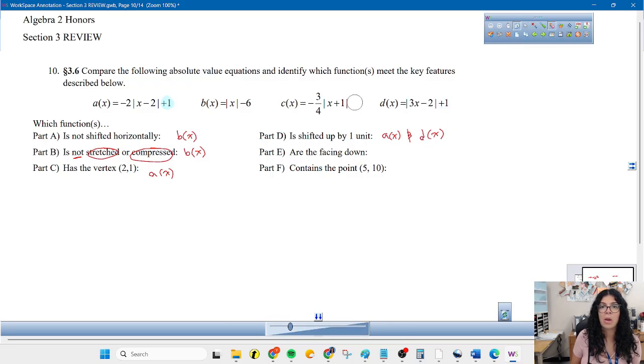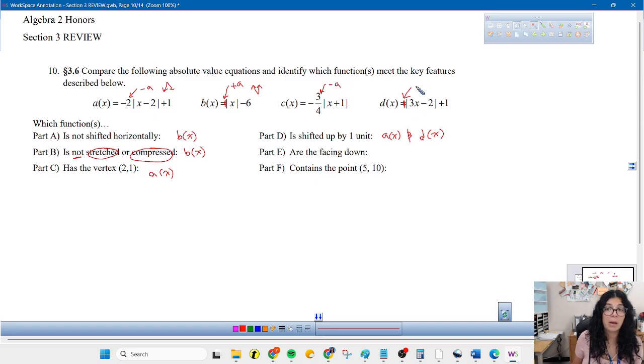Okay, next, facing down. The A value is what determines which way it's facing. If the A value is negative, like it is on this one, it will be facing down. But if the A value is positive, like it is on this one, because the coefficient will be +1, then it is facing up. So this has a negative A value, that's also going to face down. And here, again, the coefficient would be +1, so that's going to be facing up as well. So the question is which ones are facing down? That would be A of x and C of x.